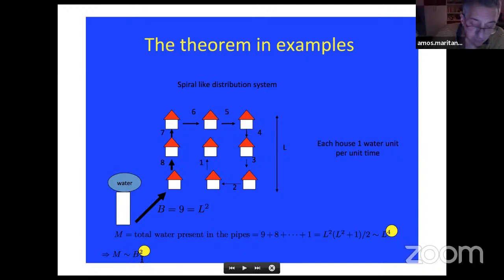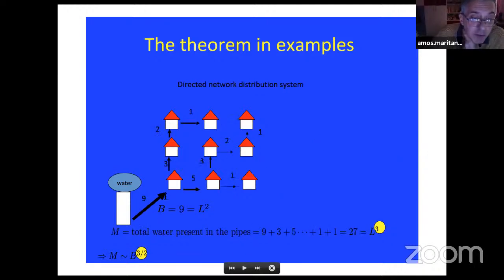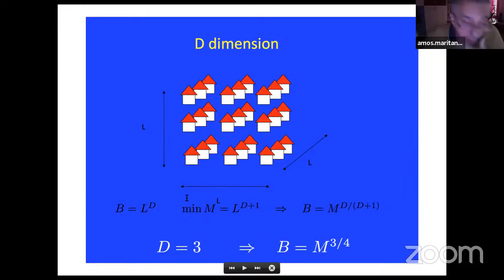We can do better if, for example, we choose the distribution network to be ramified, a tree. A directed tree, meaning that the arrows are not going back, but only going in the direction away from the source. So again, if you count how much water is in the pipes, instead of L to the 4, you find L to the 3. And so the exponent relating the mass to the metabolic rate is 3/2. It means that in 3D we get 3/4, because if we do again the same trick as before, what you find is that the metabolic rate scales like the mass to the power D, the dimension of the system, divided by D plus 1. So in 3D it is 3/4.